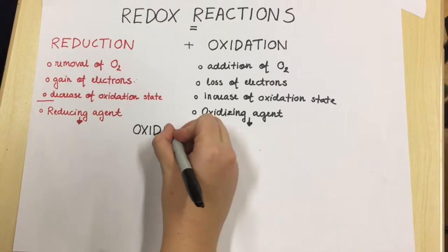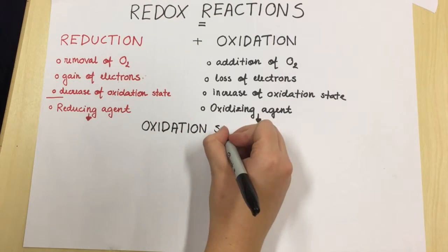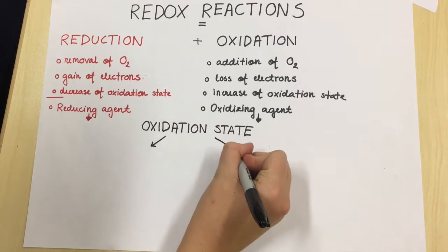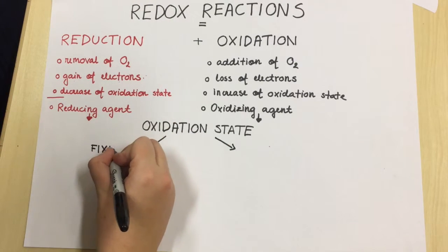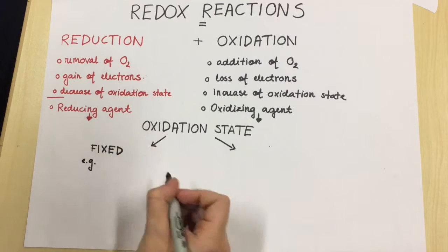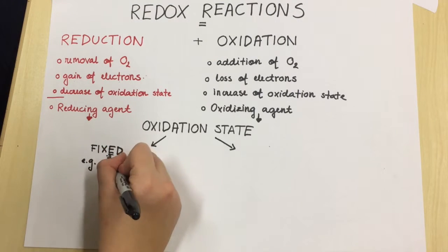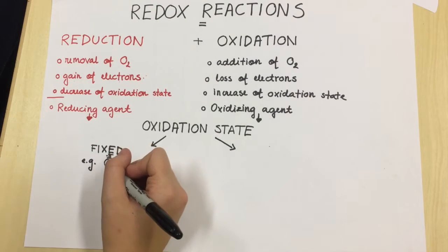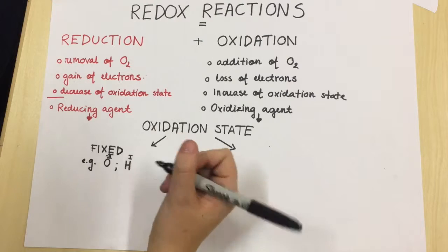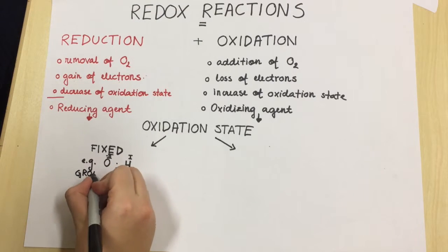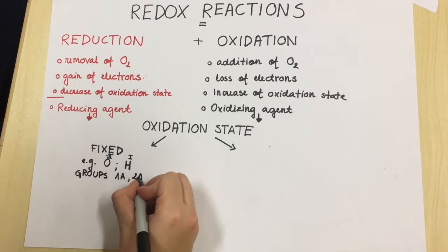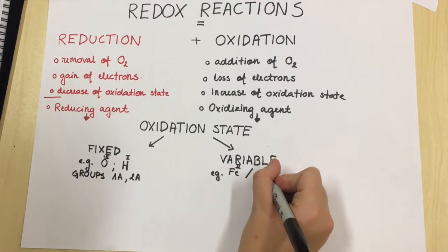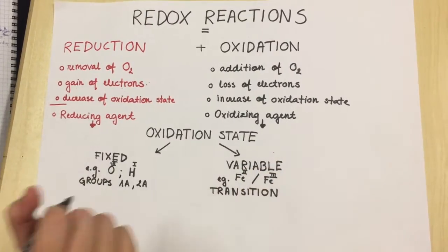Oxidation states show how many electrons an atom has gained or given away. That usually depends on the number of valence electrons. Some elements have fixed oxidation states. For example, the oxidation state of oxygen is almost always -2. The oxidation state of hydrogen is almost always +1. 1A and 2A group metals also have fixed oxidation states of either +1 or +2. However, many main group nonmetals and in particular most transition metals have variable oxidation states.